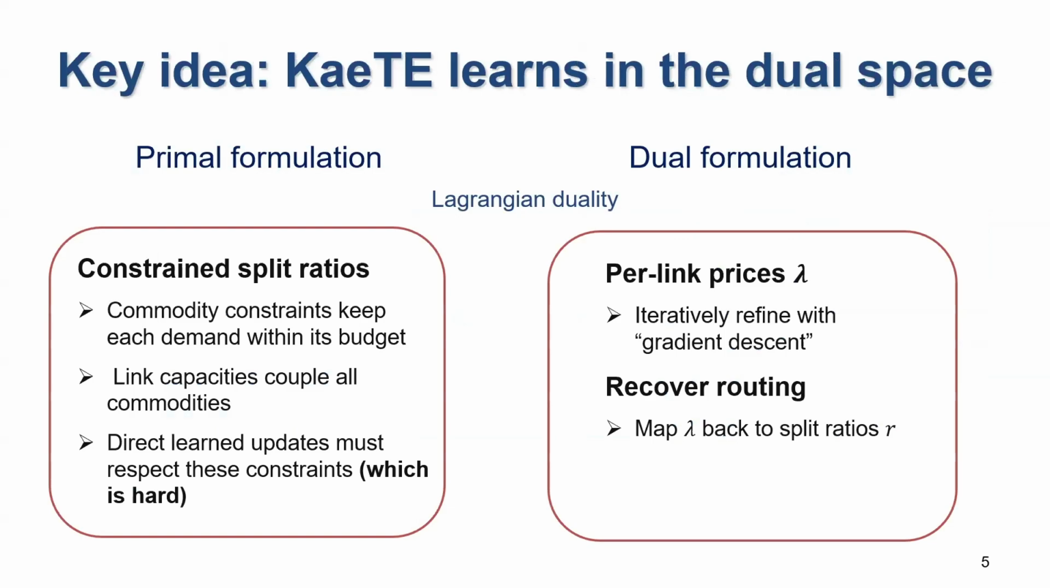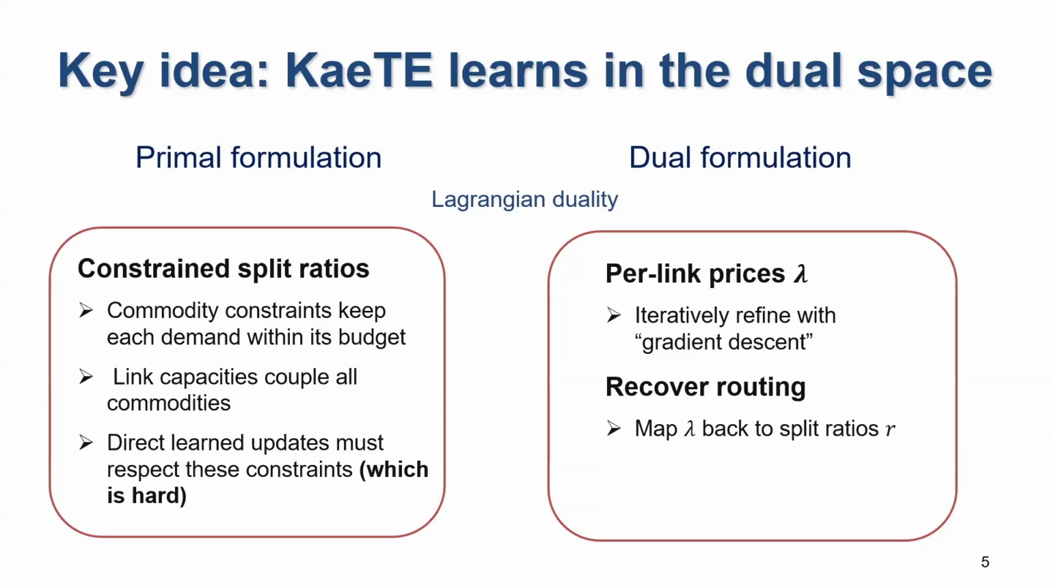The above limitations point to a natural straw-man solution. The original variables are split ratios R, and they should follow both commodity and link capacity constraints, which are hard to deal with simultaneously. Therefore, KaeTE applies Lagrangian duality to change to the dual problem, which is an unconstrained optimization problem with respect to link variables. Then we can iteratively refine link prices with gradient descent. After the iterative updates, split ratios can be recovered from the link prices.